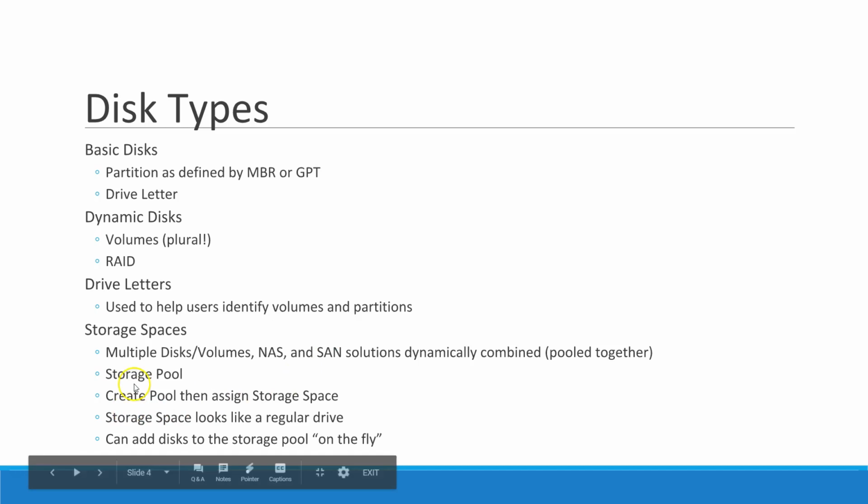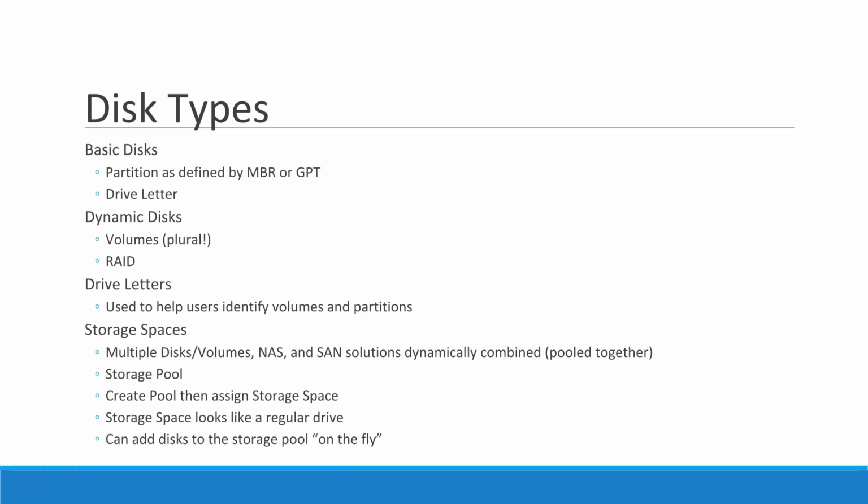We start off with a storage pool. The pool collects all these disks and volumes. Once we create the pool, we can then assign it to a storage space, and the storage space looks just like a regular drive. The cool thing is, as long as no one's using a particular pool, we can take pools out or assign pools to storage spaces on the fly, and it will all be happening logically in the background.